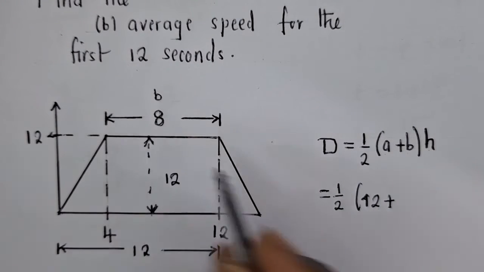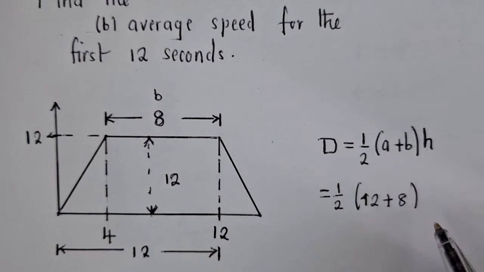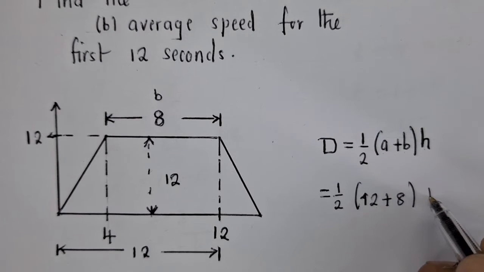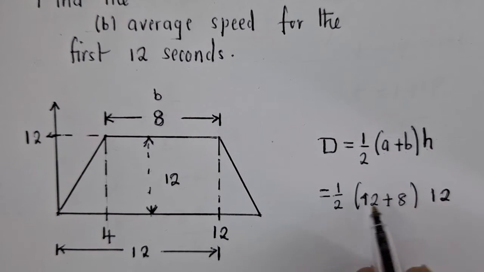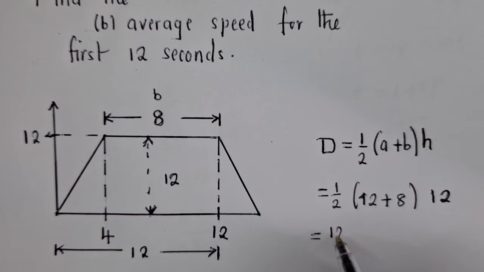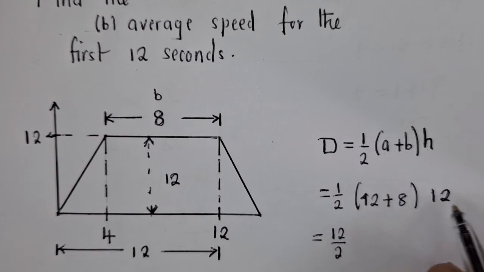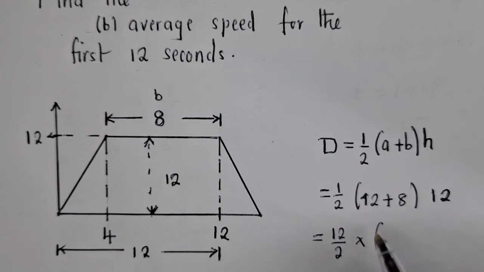Plus my B is 8. My H is 12. So now when we look at these brackets, this is multiplication. So we can have something like this. It's the same. This can be multiplied by this, and then we say times what is inside.